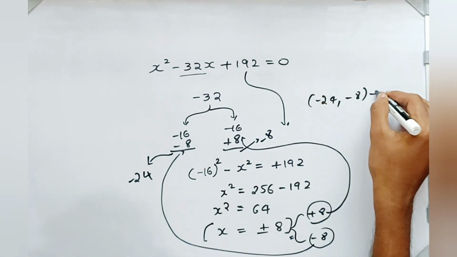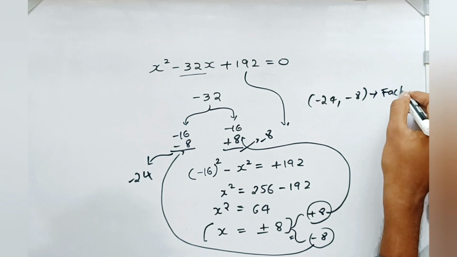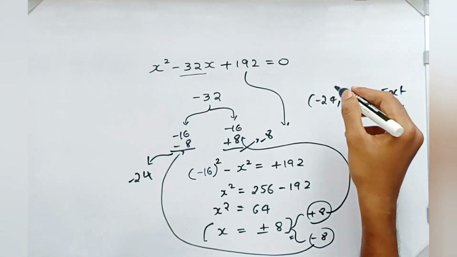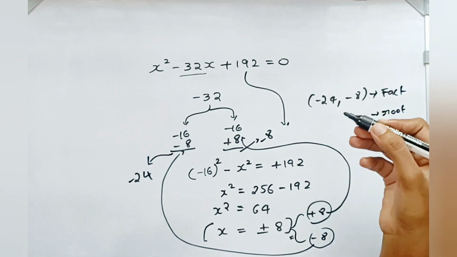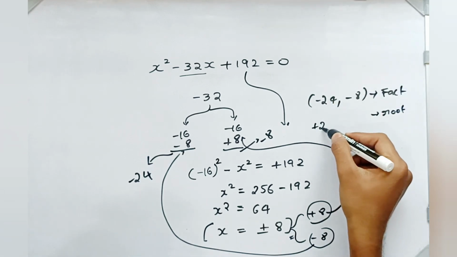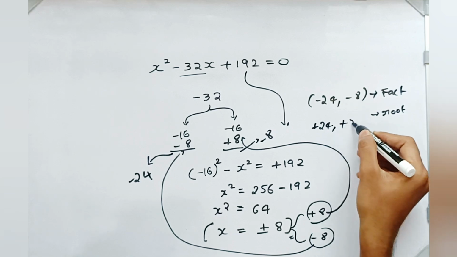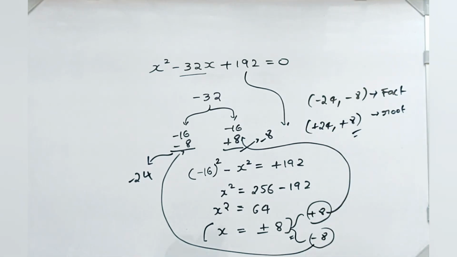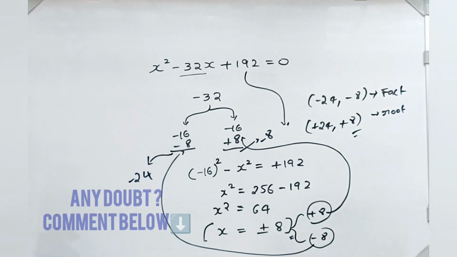And these are the factors. We found the factors, and the roots are nothing but we just need to change the sign. If it is minus, we have to change it to plus. If it is plus, we have to change it to minus. The roots are nothing but plus 24 and plus 8. That's it. We actually found the roots without doing any factorization.